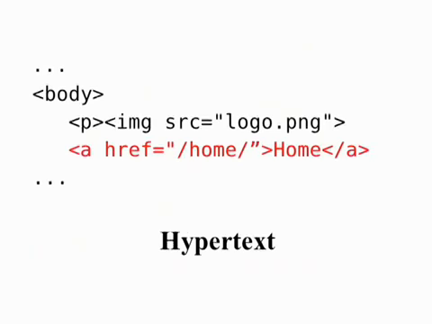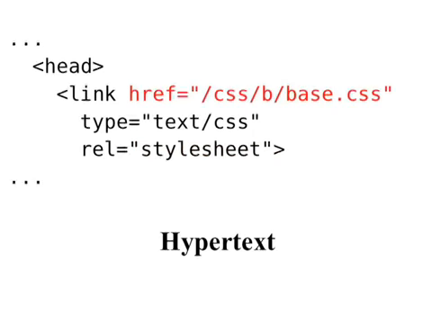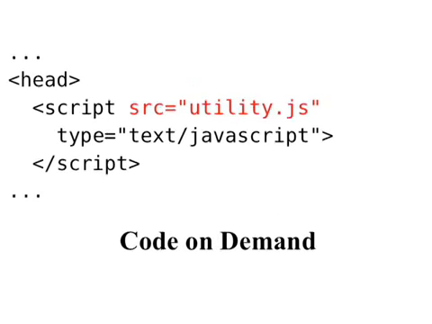HTML is a form of hypertext, which means it has links to other resources. Here is a traditional link that you would click on to go to another page. But there's more than one kind of link. Here is a link to a CSS document that the browser will call and include to style the page. There's also other kinds of links. Here's one to a JavaScript document that will get pulled in. This is a particularly important kind of hypertext or document that's pulled in. This is called code on demand, the ability to load code into the browser and execute it on the client.